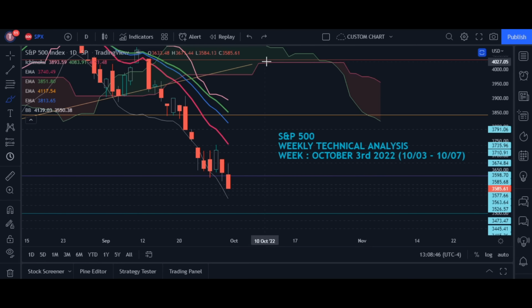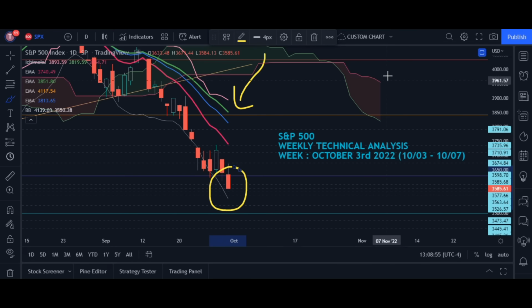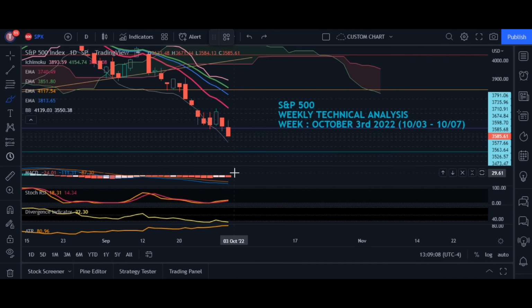Then comes the next part, the Ichimoku cloud. If you see, the S&P 500 has closed below the Ichimoku cloud, this means that the S&P 500 is bearish through the Ichimoku cloud. Now comes some other technical indicators. First is the MACD.